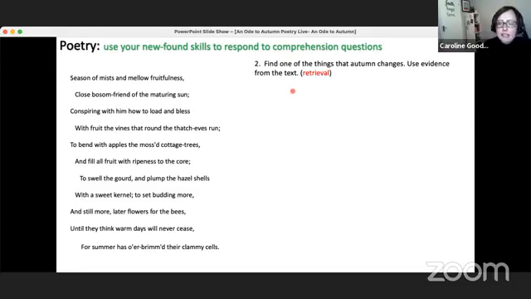Okay, so let's have a look at the next comprehension question type. It's a retrieval question. Retrieve is when you're finding something and you're getting it and you're picking it out of the text, okay? So find one of the things that autumn changes. Use evidence from the text. Nicola and I were just talking about this, and again, we were like, oh, actually, maybe it means this. So let's have a look at the answer.